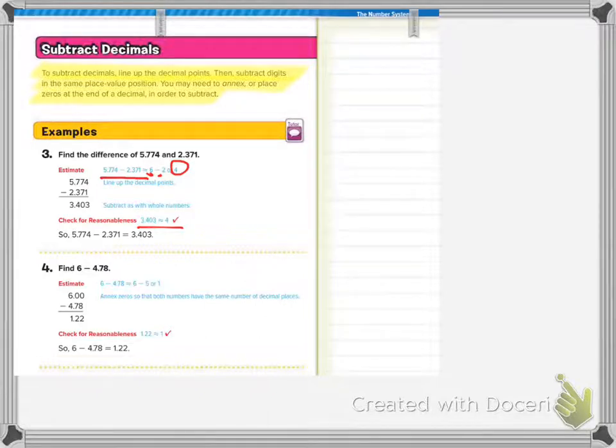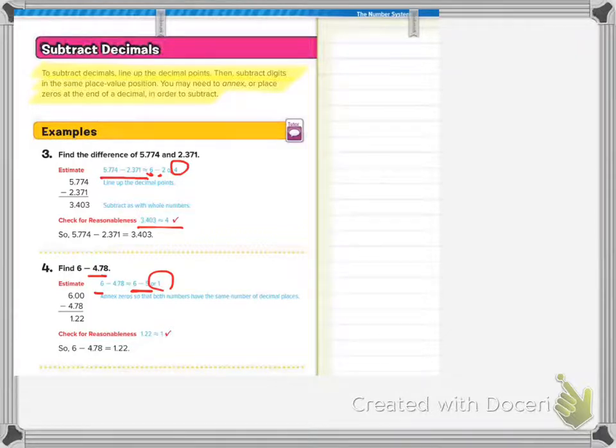Let's look at number 4. Here's where they're talking about annexing zeros. Okay, so we have 6. That's just going to stay 6 when we estimate. 4.78. That 0.7 is going to round that 4 up to a 5. So we have 6 minus 5. Our answer should be close to 1.